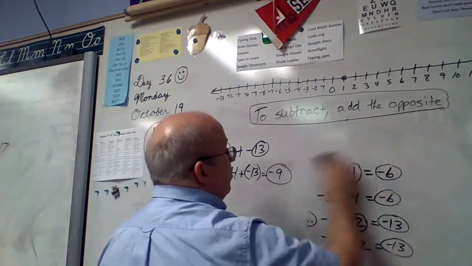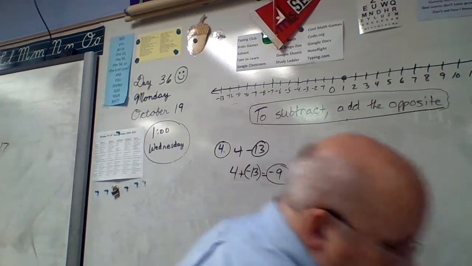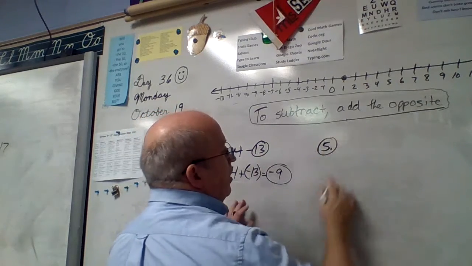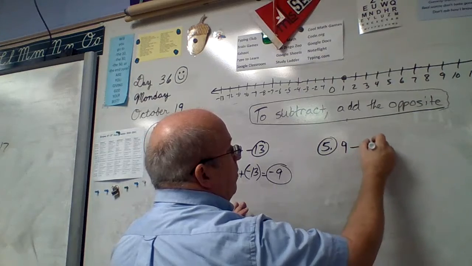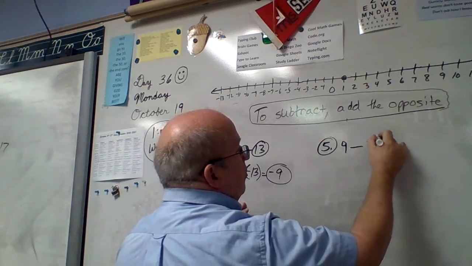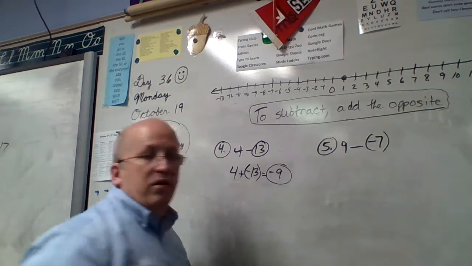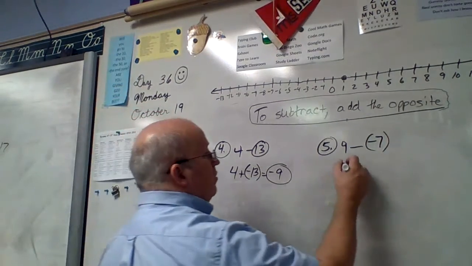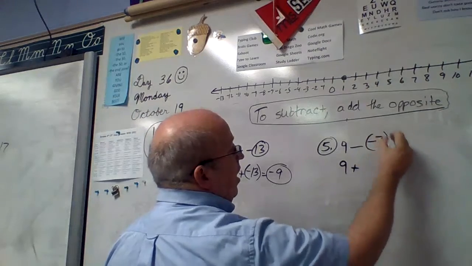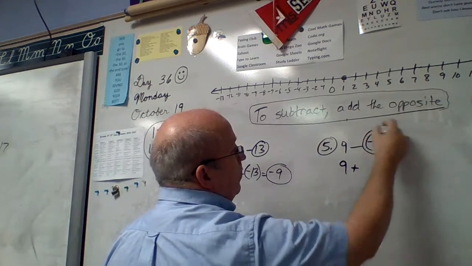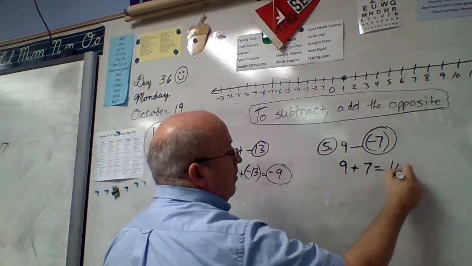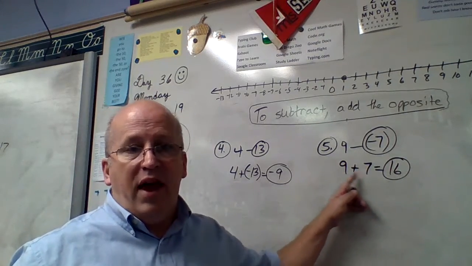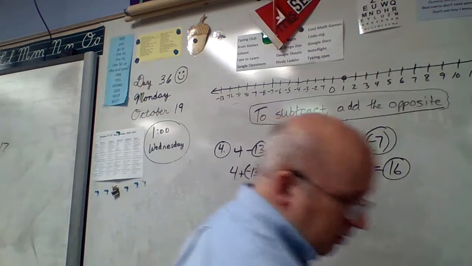Okay, let's do one similar to number 5, which says 6 minus a negative 4. I'm not going to do that one. I'm going to do 9 minus a negative 7. Very similar problem. How do I subtract according to the rule? I add the opposite of this. What's the opposite of negative 7? Positive 7. And yes, the answer is 16 because I'm just adding 2 positive numbers together.